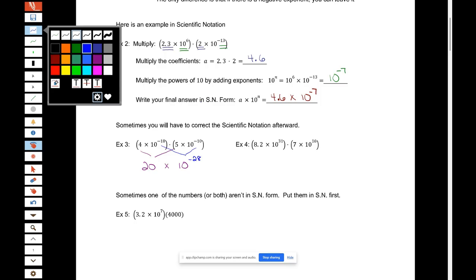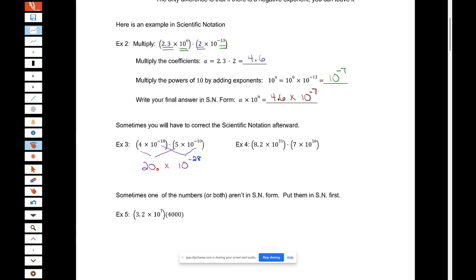Now we do need to correct this scientific notation. This needs to be between 1 and 10, so I move it to the left one, which means I add a power of 1 to my exponent. So my final answer is 2.0, or 2 times 10 to the -27 when I add those exponents.